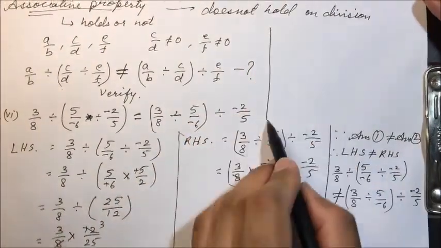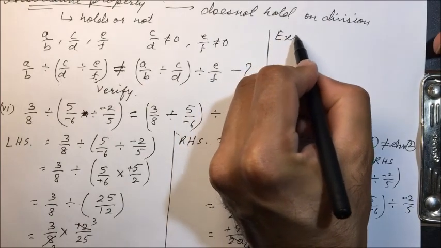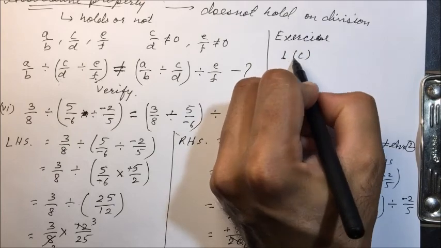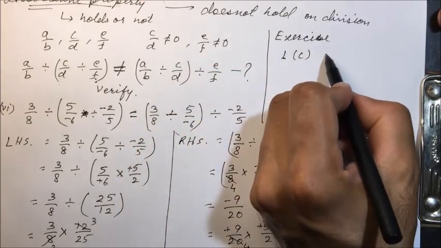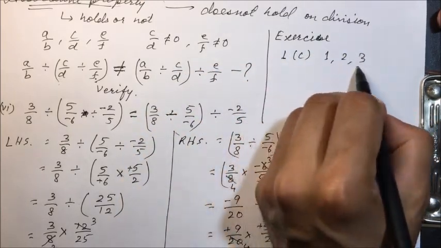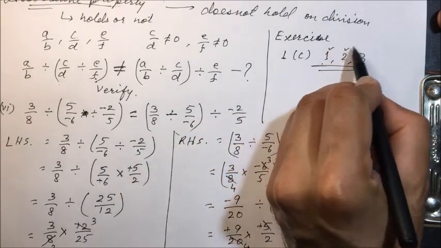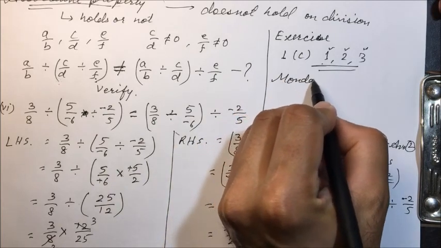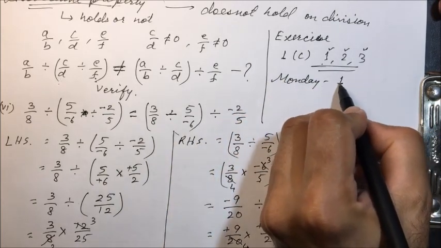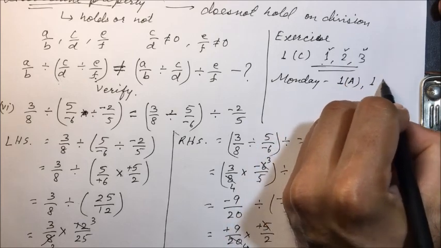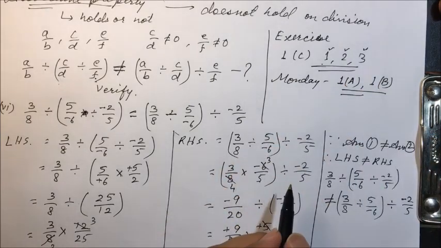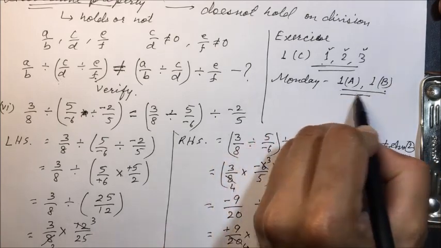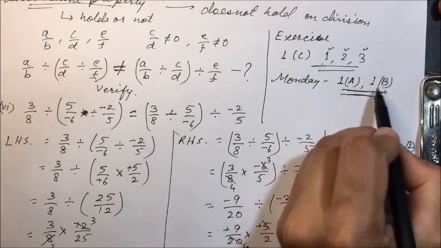So up to question exercise first C, first, second, third. You can complete first, second, third and all its subparts. And on Monday we will have a test of first A, first B. We will take the test of first A and first B. On Tuesday we will check the paper. So prepare exercise first A and first B.